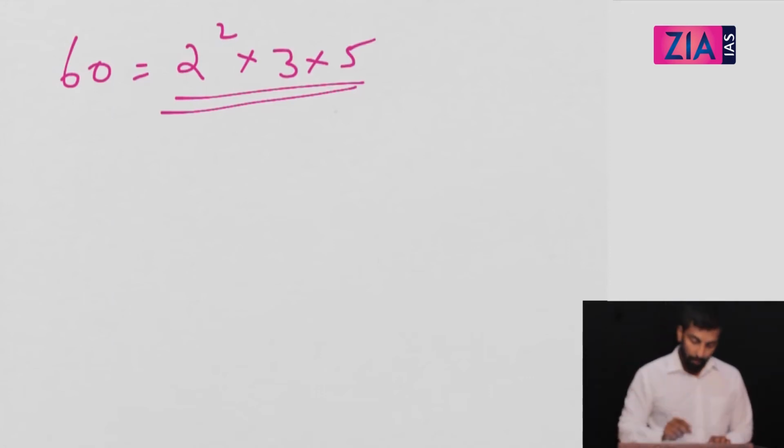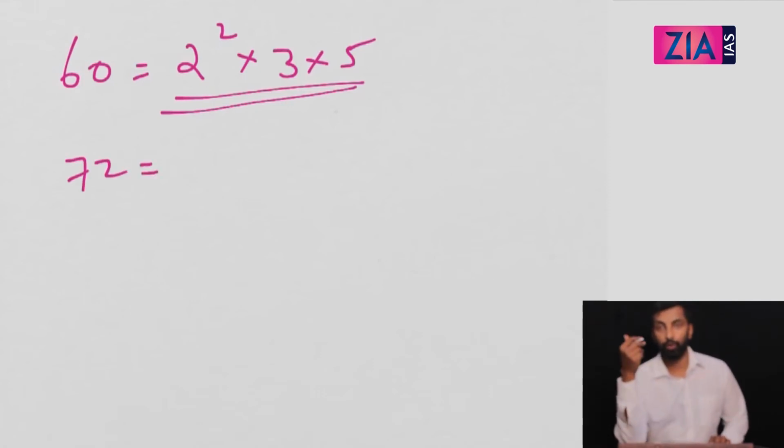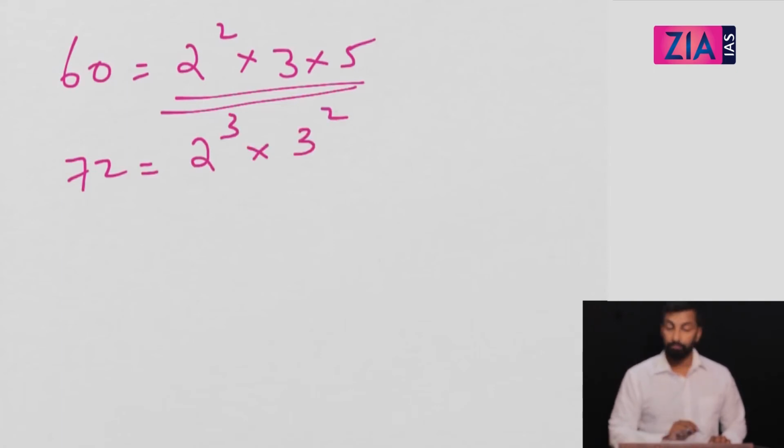So your answer is ready. What about 72? So how will you think? You need to take it in this way. 8 into 9 is 72. And 8 is 2 cube. 9 is 3 square. That's it.